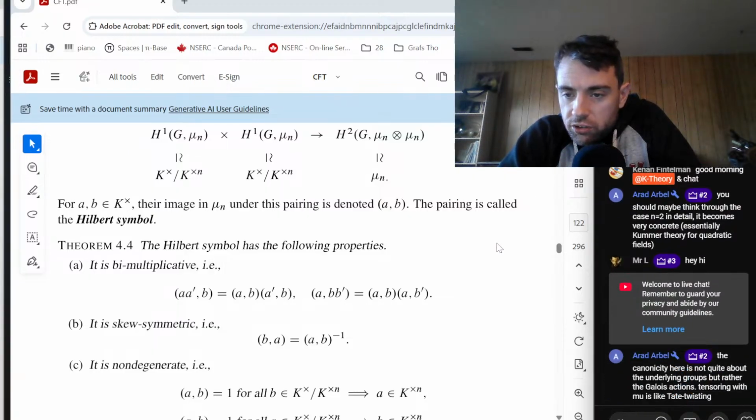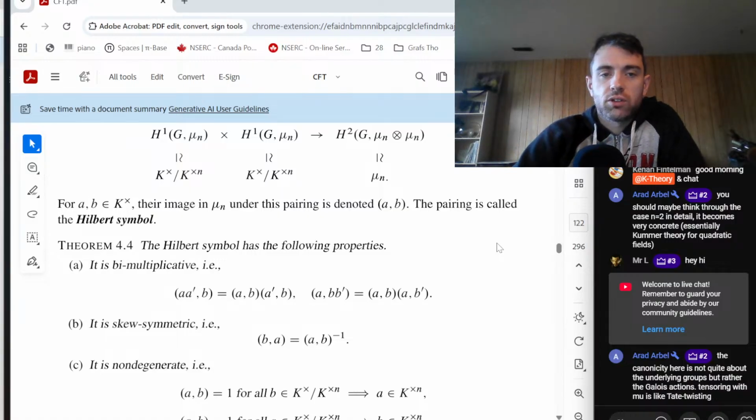The canonicity here is not quite about the underlying groups, but rather the Galois actions. I see. Tensoring with mu is like Tate twisting.